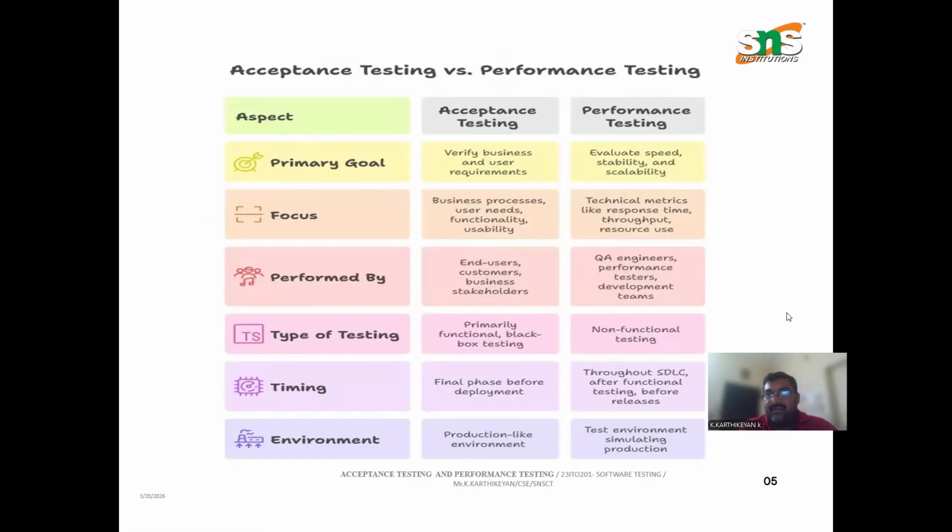So this is how acceptance testing versus performance testing differ. The primary goal: verify business and user requirements, versus evaluate speed, stability and scalability. Focus: business process versus technical metrics. Performed by end users versus performed by QA. Type of testing: primarily functional black box testing versus non-functional testing. Timing: the final phase before deployment versus throughout the SDLC, after functional testing and before release. Environment: production-like versus a test environment simulating production.